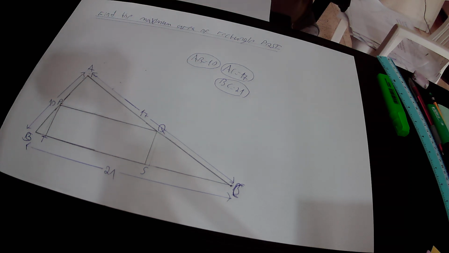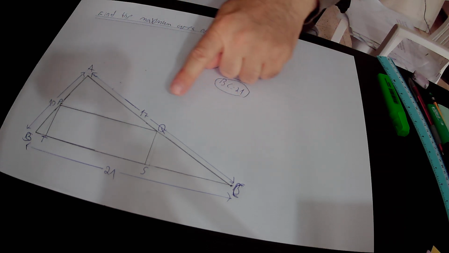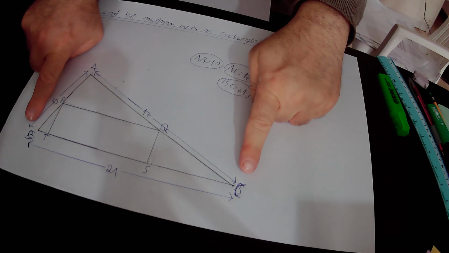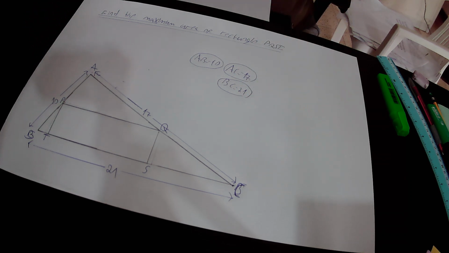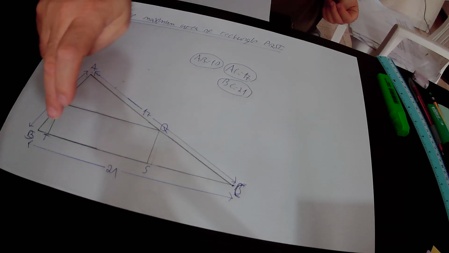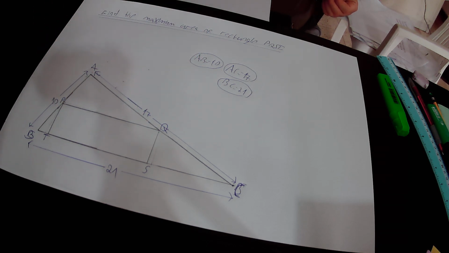In addition, we know that side AB of this triangle ABC equals 10 units in length, side AC equals 17 units in length, and this is side BC that equals 21 units in length. I repeat again that our mission is to find out the maximum area of this rectangle PQST. So in the first step, we will do a construction. This is to say, from point A, we will do a perpendicular on PQ.